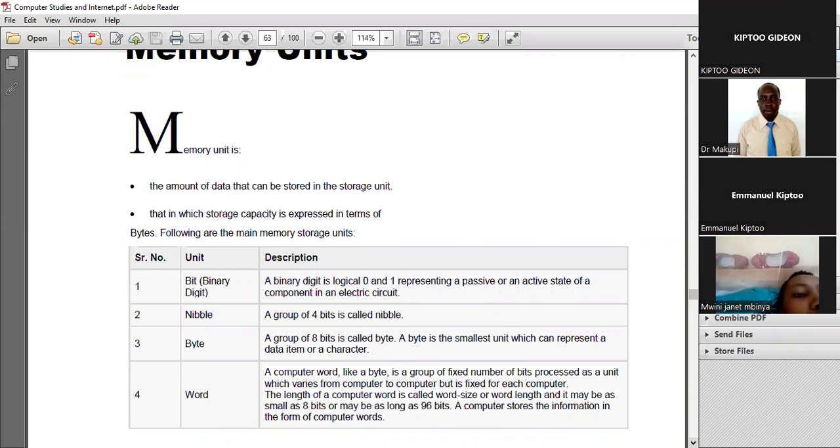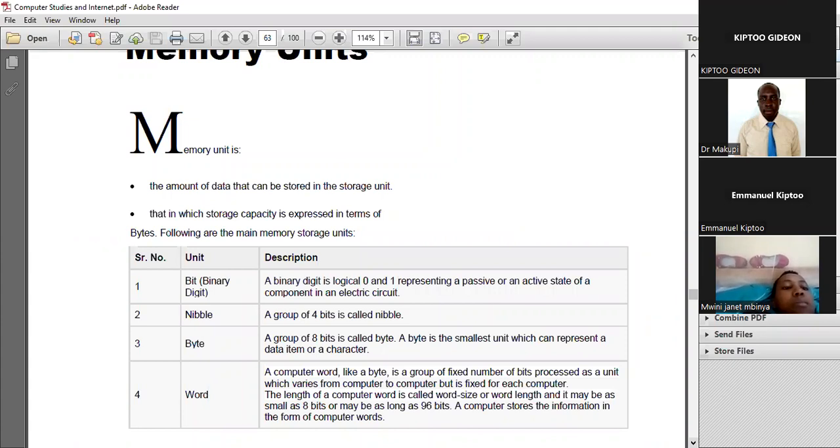0 represents a passive state, and 1 represents an active state in that regard. In an electric circuit, remember they are electronic devices. Whenever we introduce computer, we say these are electronic devices. So in that regard, the working of a computer is in the form of 1 and 0, where 0 represents a passive state, 1 an active state.